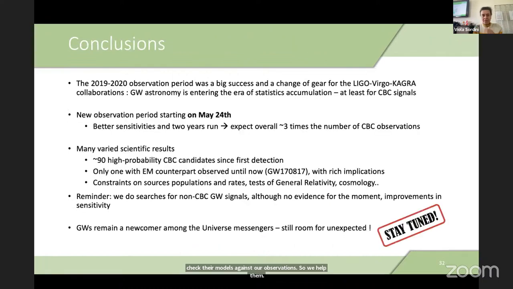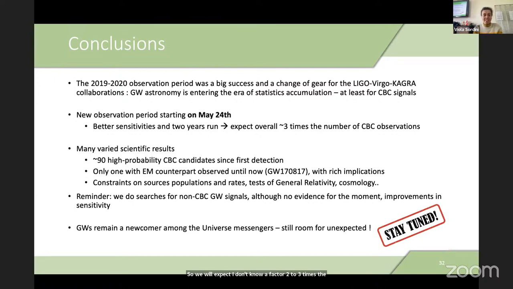Okay, so I'm at the end of my presentation. To conclude, our latest observing period was really a big success. And it is kind of a change of gear for our collaboration or international network. So gravitational wave astronomy is really entering the era of statistics accumulation, at least for the CBC signals. We have, you've heard this many times, a new observation period starting in 1 week from today, with better sensitivities and a longer run. So we expect, I don't know, a factor 2 to 3 times the number of CBC observations.